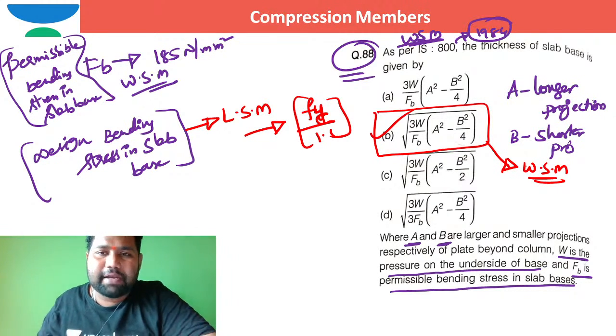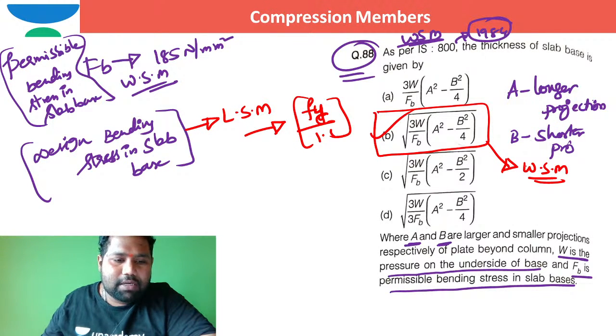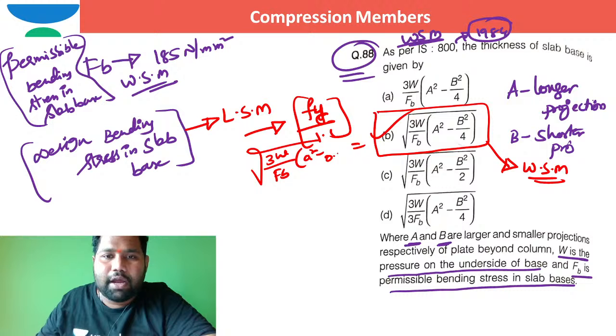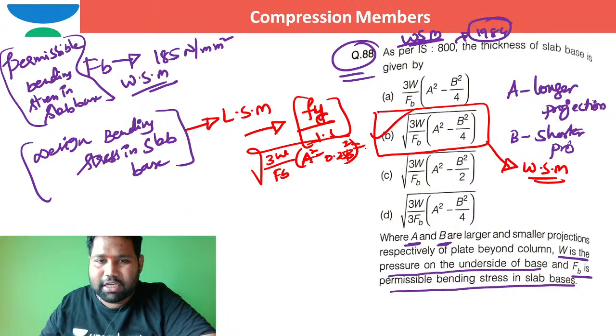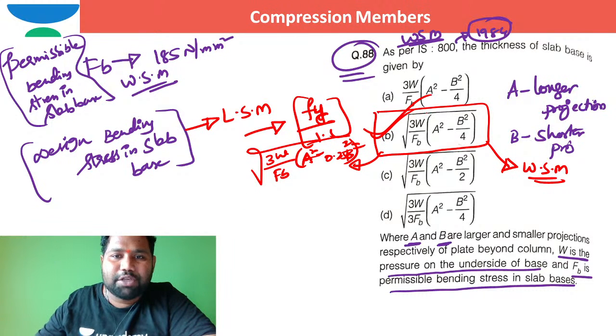If you are expecting me to work out the limit state method, then for working stress method we can write this as the square root of 3W by permissible stress, which is FB, into A square minus 1 by 4, which I can write as 0.25 times B square. Here A and B are the long and short projections. Now this is as per working stress method. If I write the same thing as per limit state method, option B is the correct one.